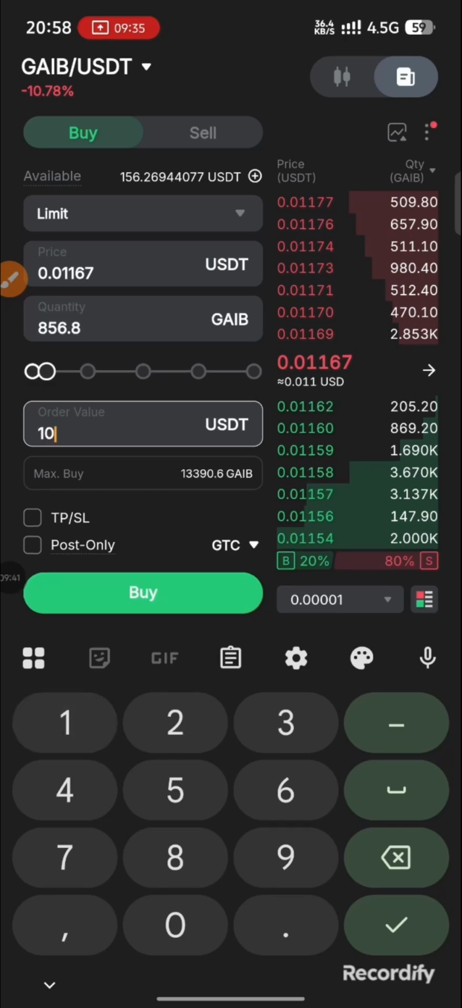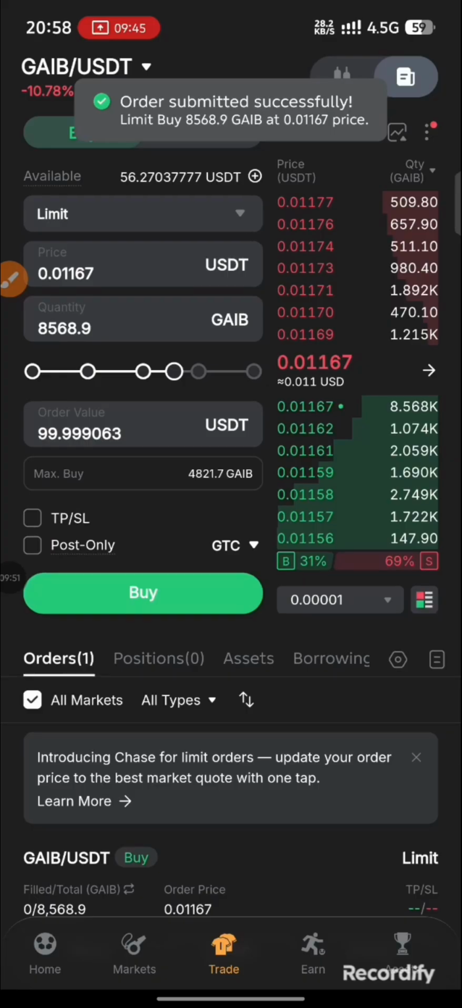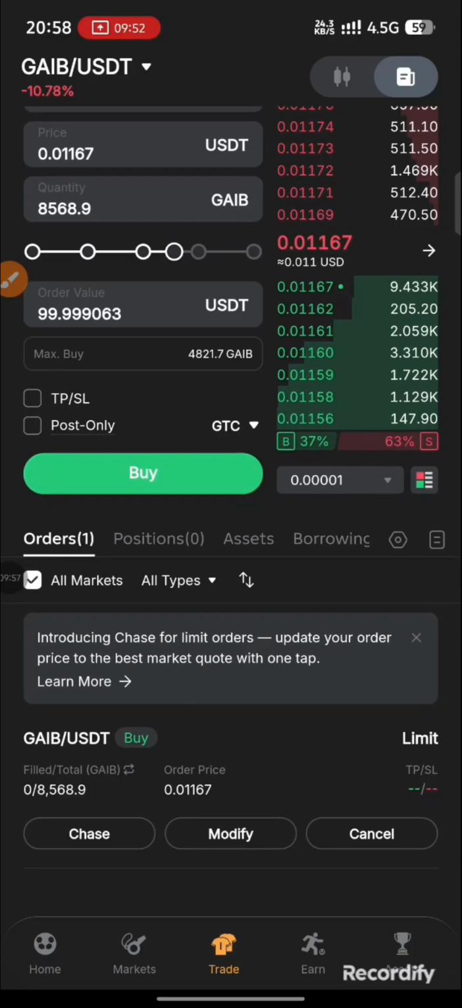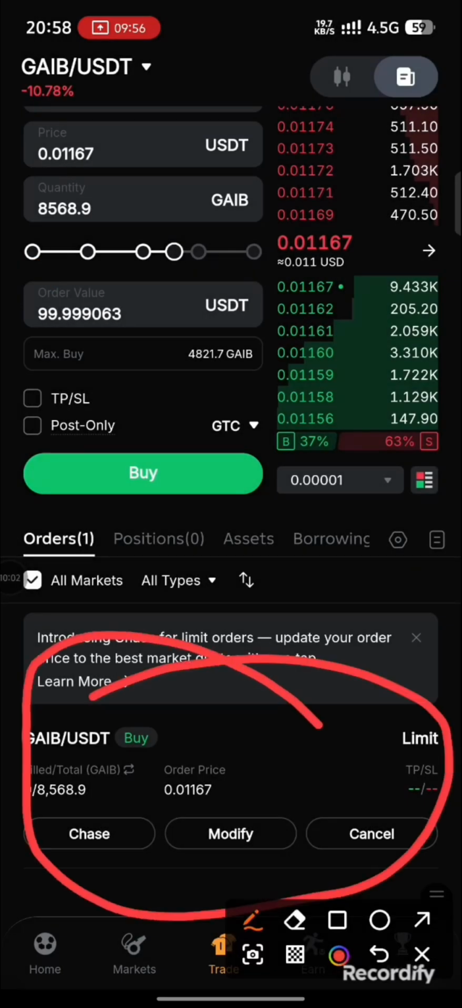So I'm going to add 100 to this current 30. Yes, 100 to this 30. I'm going to buy at limit price. Don't forget we're investing in GYPE right now. Okay, order submitted successfully, but the order is not yet executed. You can see the order has been taken right here, but it's not yet executed. At this point, I can still cancel, I can still chase, I can still also modify the order.